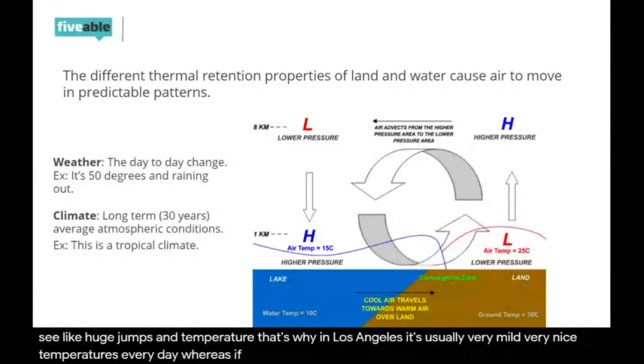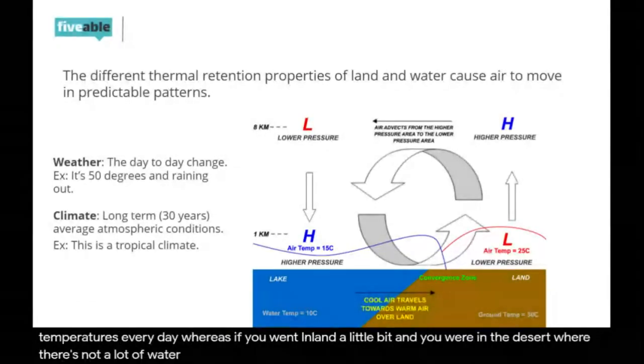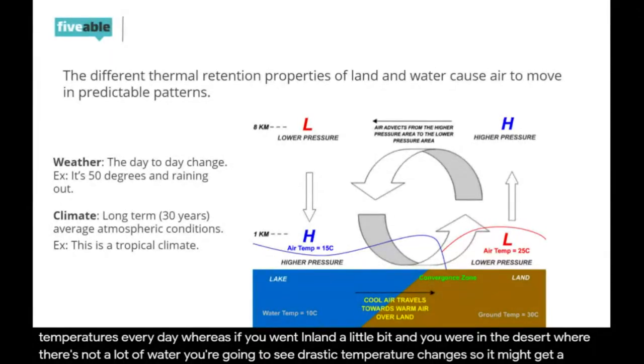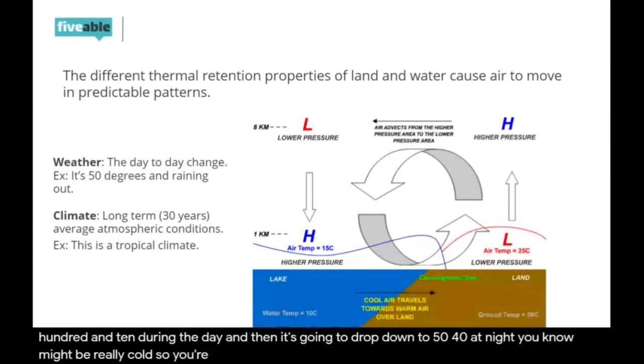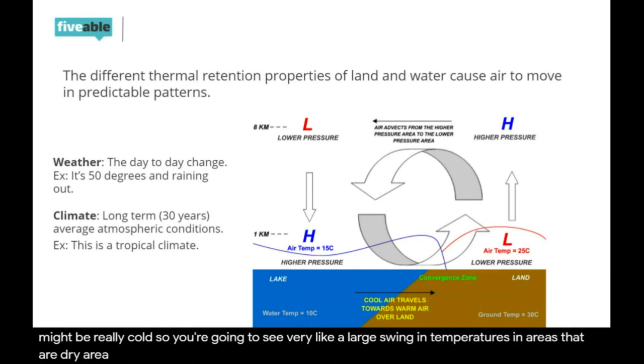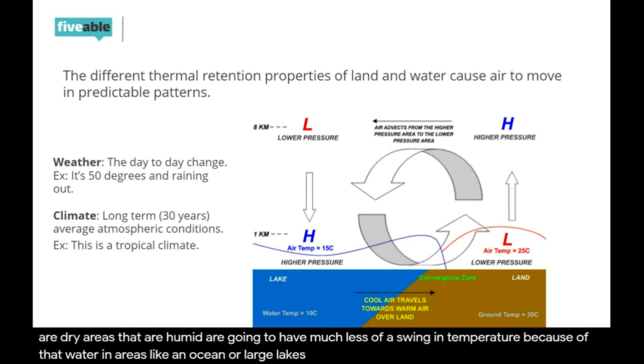Whereas if you went inland a little bit and you were in the desert where there's not a lot of water, you're going to see drastic temperature changes. So it might get up to 110 during the day, and then drop down to 50, 40 at night. It might be really cold. So you're going to see a large swing in temperatures in areas that are dry. Areas that are humid are going to have much less of a swing in temperature because of the water in the air or the water in the surrounding areas like an ocean or large lakes.